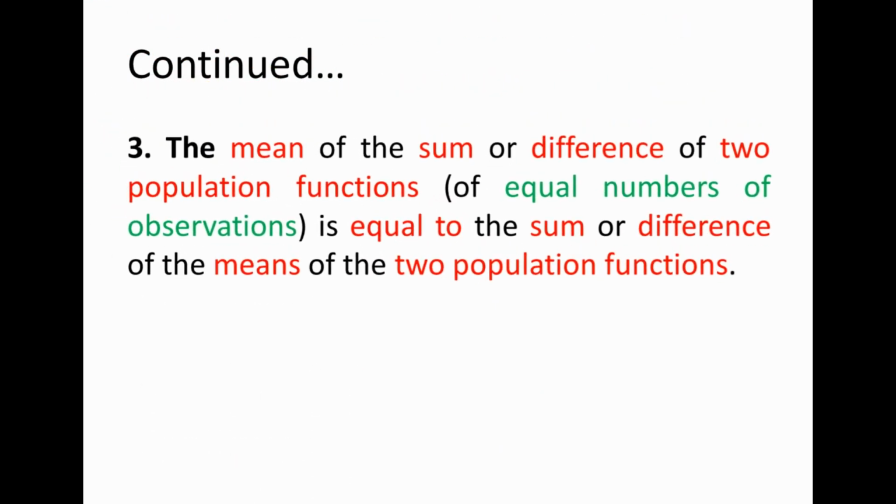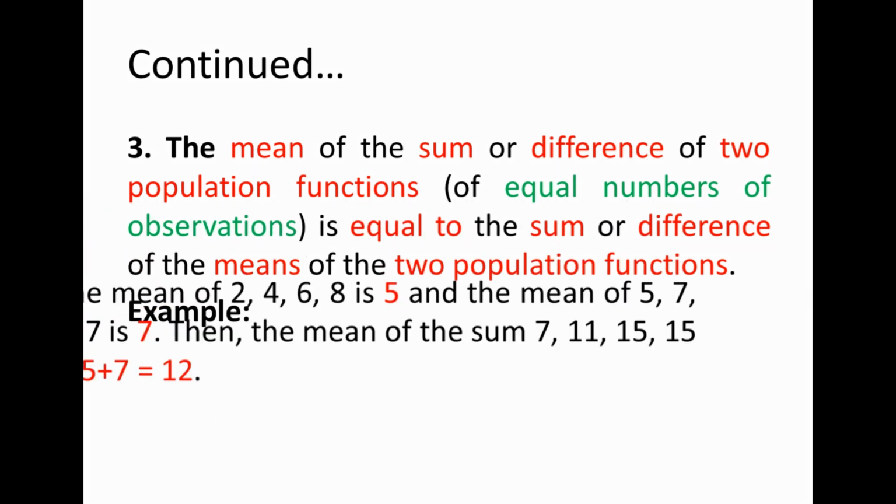The third property of mean is that the mean of the sum or the difference of two population functions of equal numbers of observations is equal to the sum or the difference of the means of the two population functions. Let us see an example.